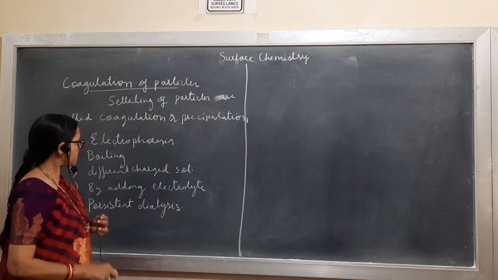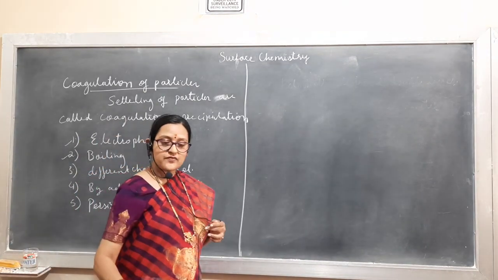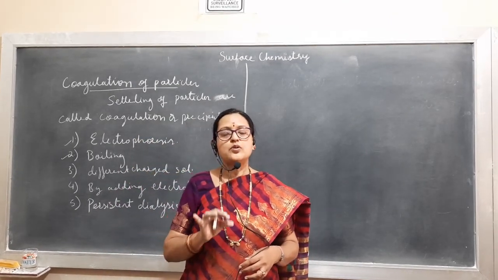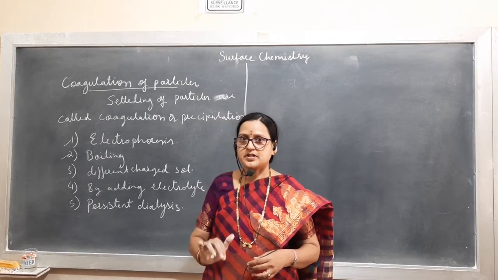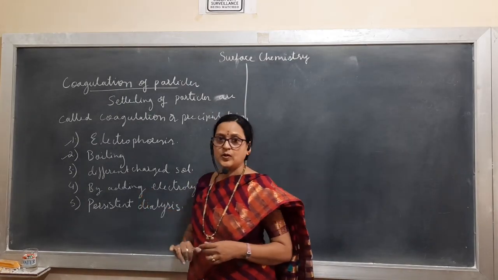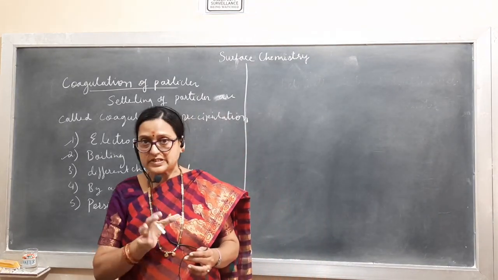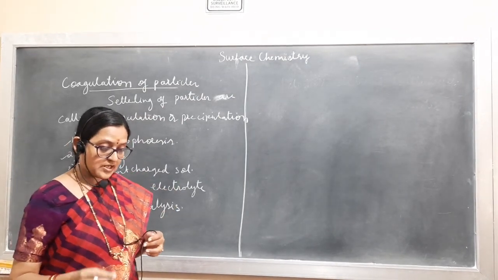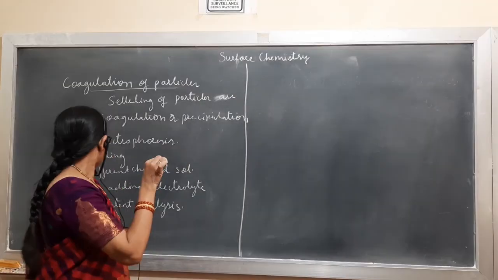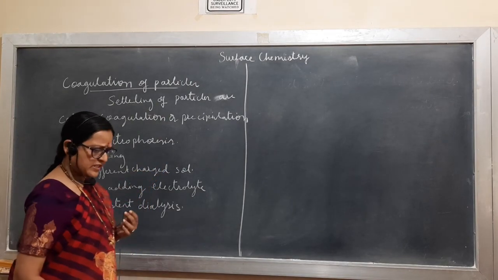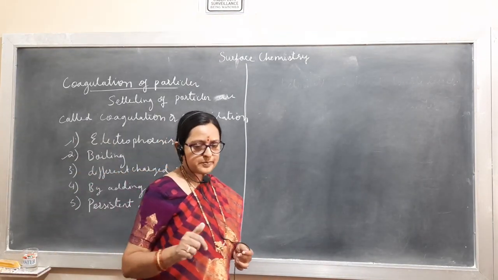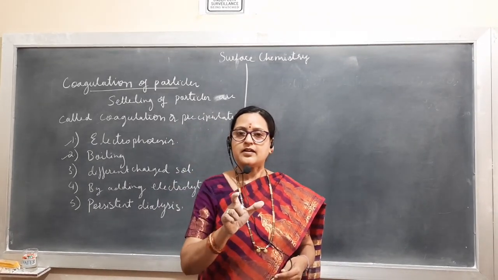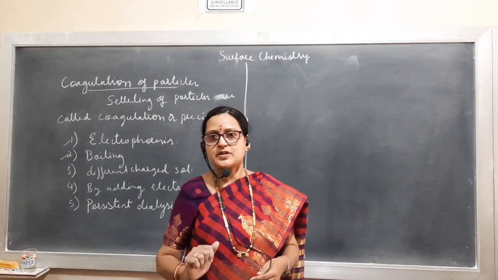Next is adding a sol with opposite charge. If the sol has a positive charge, then a sol having a negative charge is added so that neutralization occurs and precipitation happens. Next is adding an electrolyte. If the sol has a positive charge, then an electrolyte which will assume a negative charge is added. Next is persistent dialysis. If dialysis goes on for a longer period, then all the electrolytes are removed from the colloidal sol and the particles lose the charge and precipitation occurs.